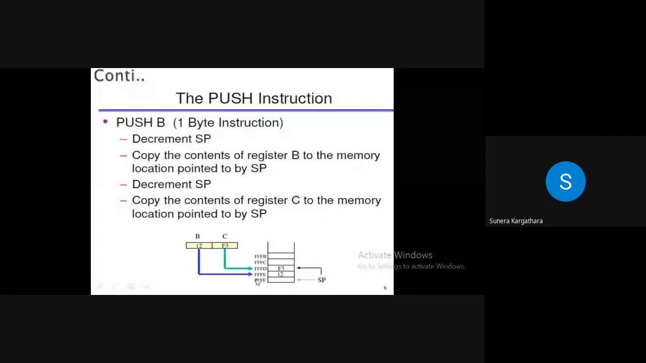Are you getting me, students? I have initialized the stack pointer, let's say FFF.